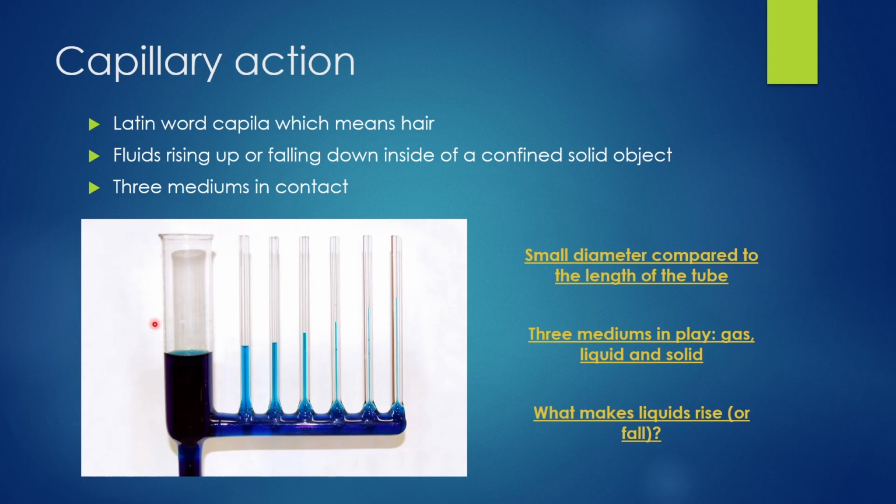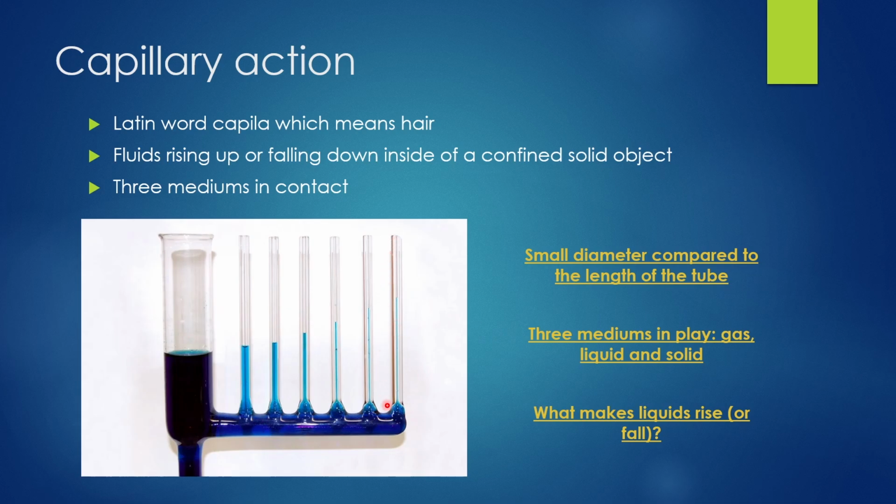So we have the widest test tube, and then we have the thinnest one, which has the smallest diameter. And we can see how the fluid rises inside of it. We will see why and how in a bit. In the situation with capillary action, we have three mediums in contact. We have a liquid, we have a gas, in this case air, and we have a solid object. And this solid object has to have one dimension that is much smaller than the other dimension. So in this case, a small diameter compared to the long length.